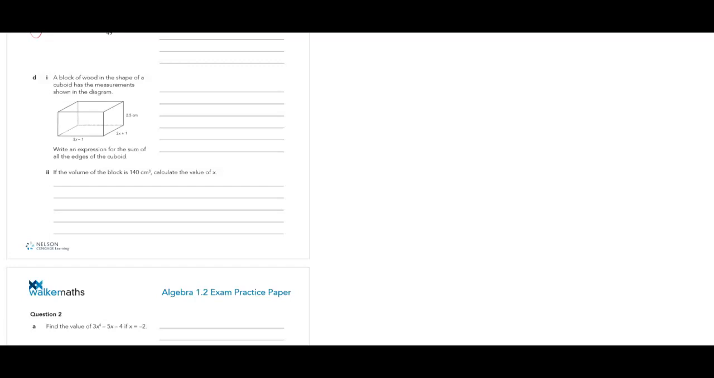A block of wood in the shape of a cuboid has the measurements shown in the diagram, and these are the three measurements. First thing we've got to do is write an expression. Writing an expression is one of the skills.